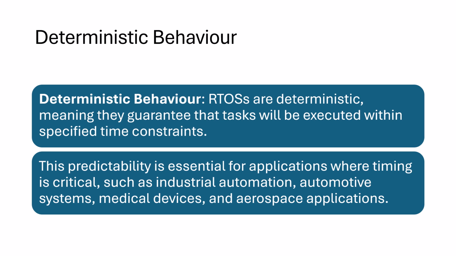Some of the key characteristics we look at here. First is deterministic behavior. RTOS are deterministic, meaning they guarantee that tasks will be executed within the specified time constraints. So within some specific time it will respond or take the action. This predictability is essential for applications where timing is critical, such as industrial automation, automotive systems, medical devices and aerospace. Within a certain time something should happen and the software will respond in that time.